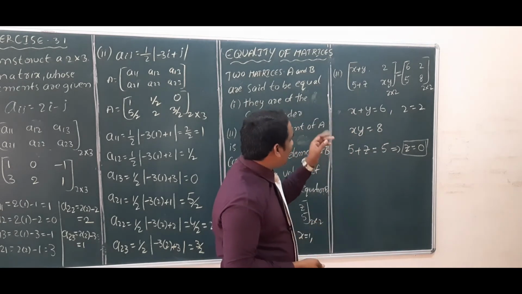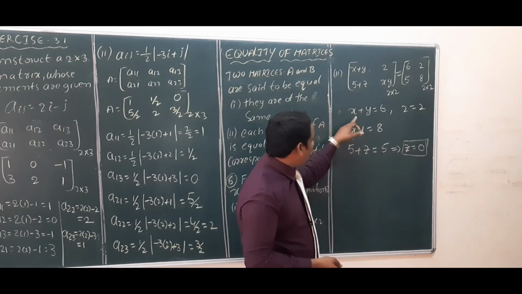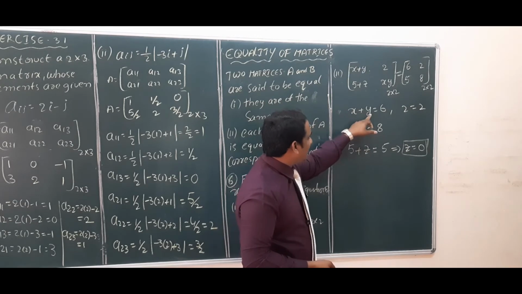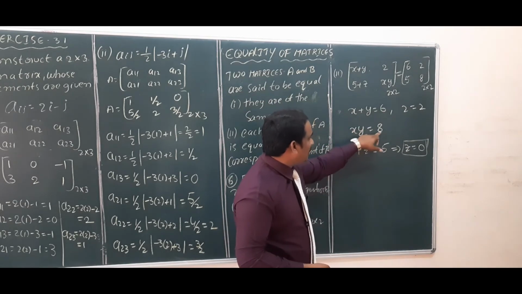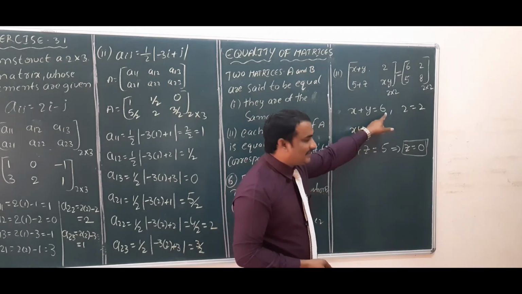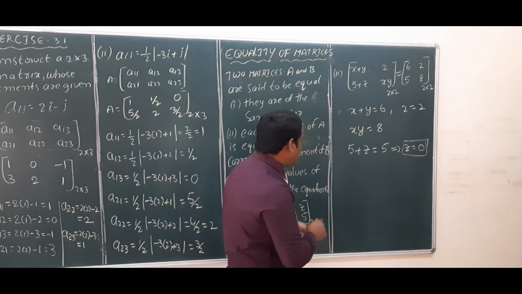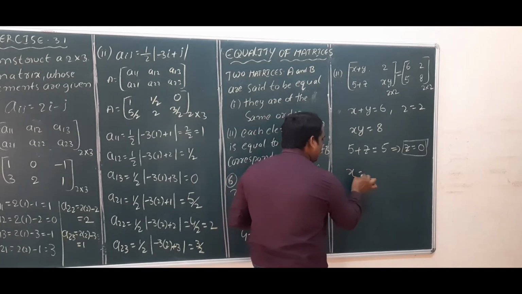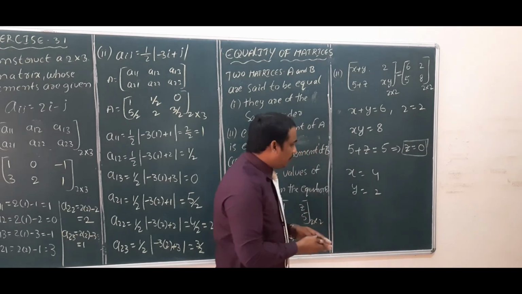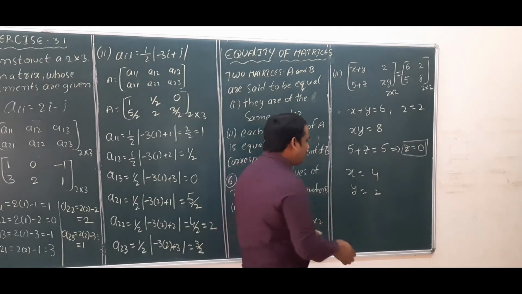Now they are asking to find out the x, y, z values. Already the z value is found. Here you have two conditions: x plus y equal to 6, xy equal to 8. How to simplify? Adding two numbers gives 6, multiplying two numbers gives 8. What are the possibilities? You can take x value 4 and y value 2. Now 4 plus 2 is 6, and 4 into 2 is 8.